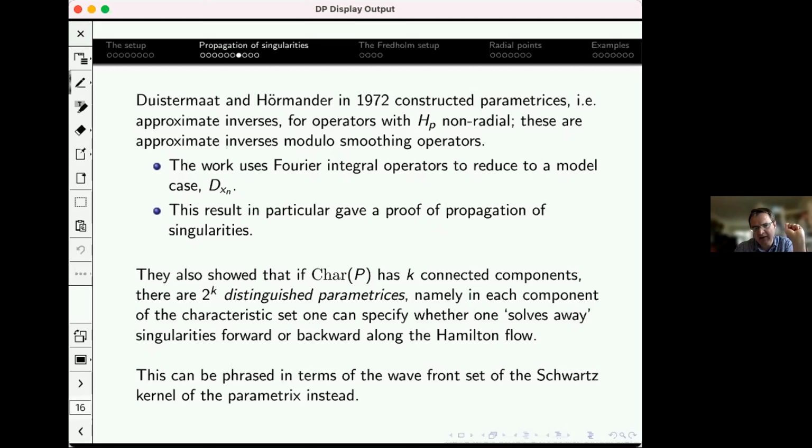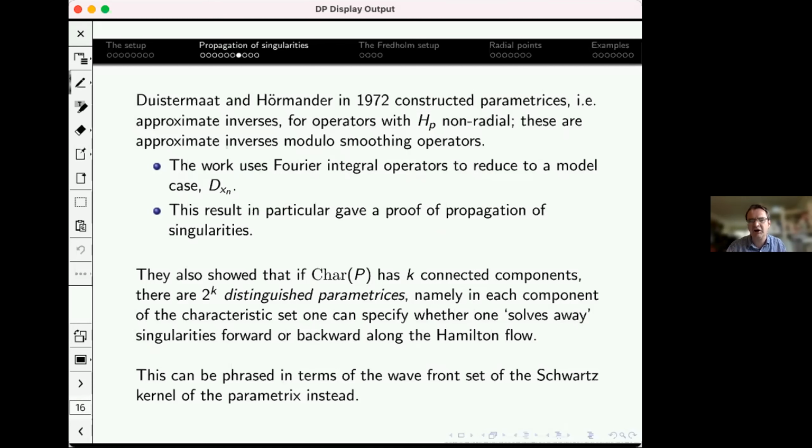Another thing that they did was to show that if the characteristic set has k connected components, then there are 2 to the k distinguished parametrices. And the distinction is that in each connected component of the characteristic set, you get to decide in which direction you solve away singularities, so forward or backward along the Hamilton flow. You can also phrase this in terms of the wavefront set of the Schwartz kernel of the parametrices. In any case, the point I'm trying to make is this.